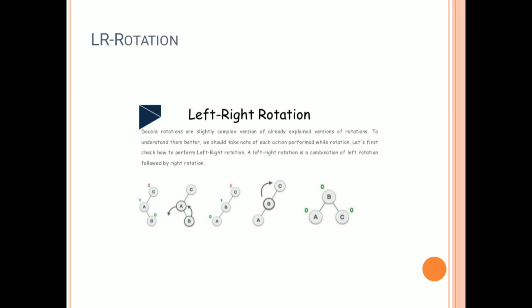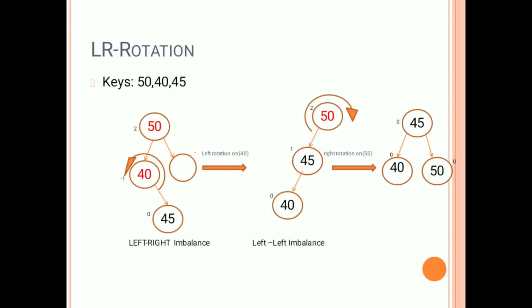When a node is inserted in the left of right and the tree becomes imbalanced, then it is called left of right imbalance. LR rotation has two rotations, one left rotation and one right rotation, to make the tree balanced. So consider an example to understand this better.